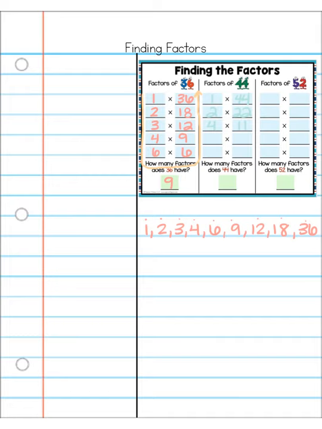5 is not a factor because it doesn't end in a 5 or a 0. And 6, 7, 8, 9, and 10 are not factors either. So these are the only factors of the number 44. My list would read 1, 2, 4, 11, 22, 44. So it turns out that 44 has 6 factors.